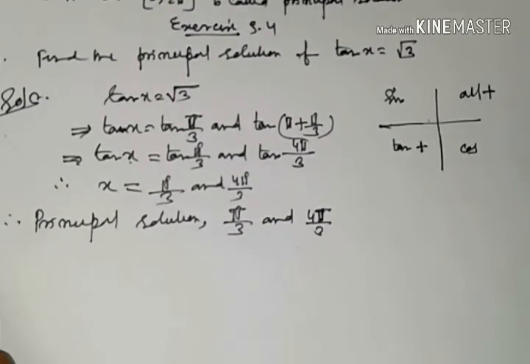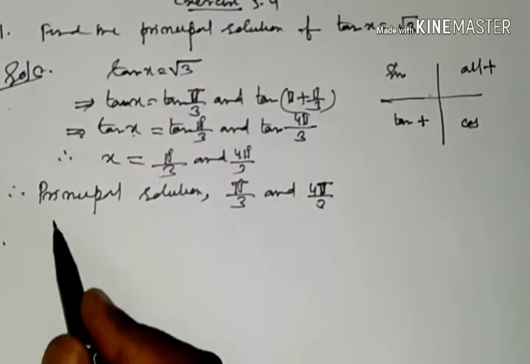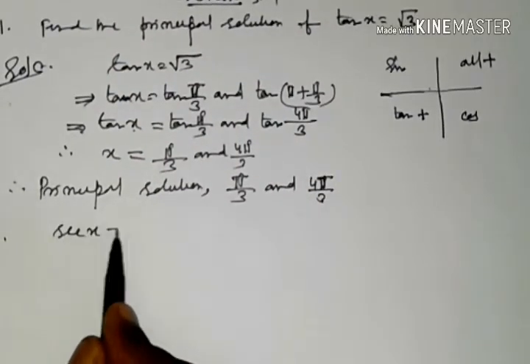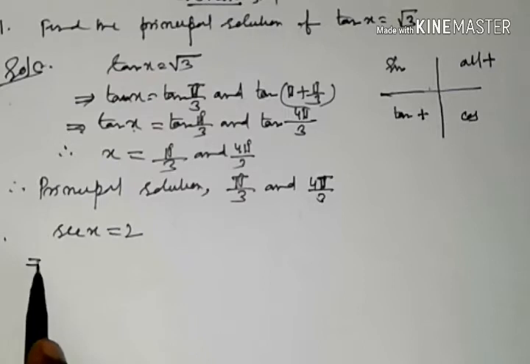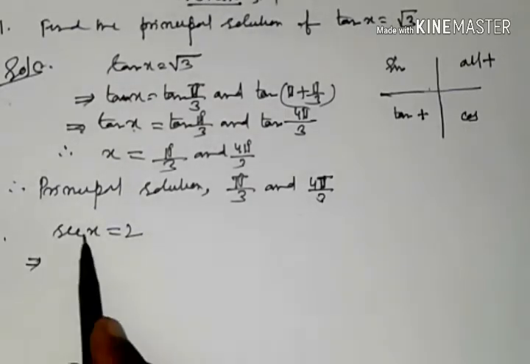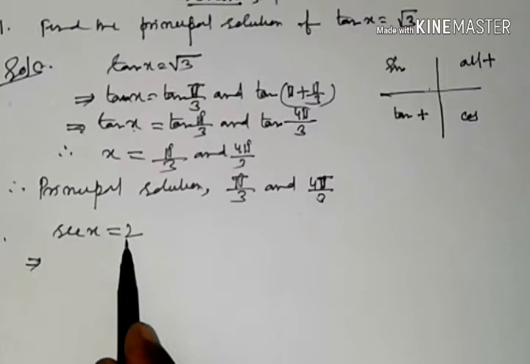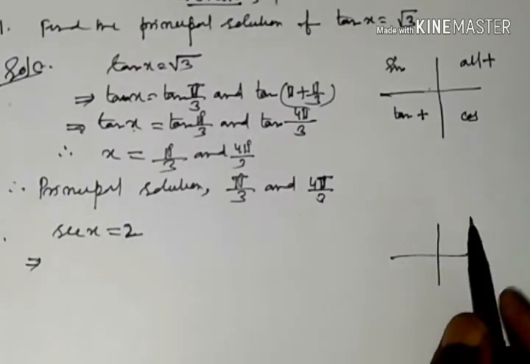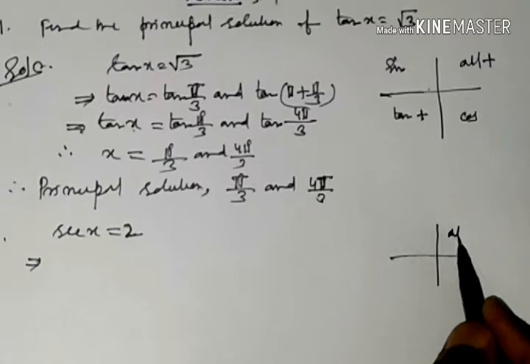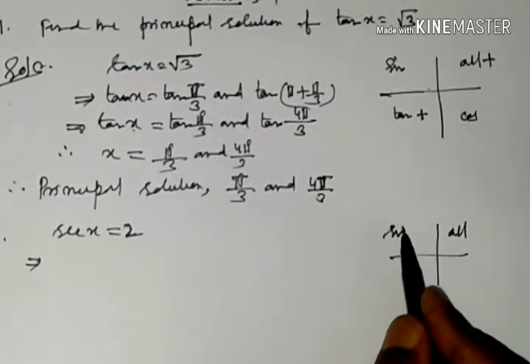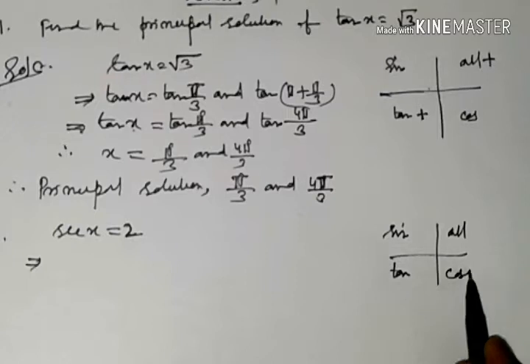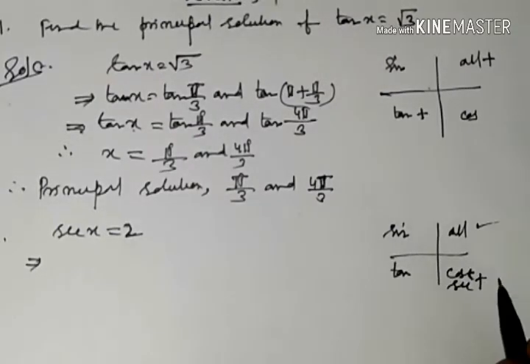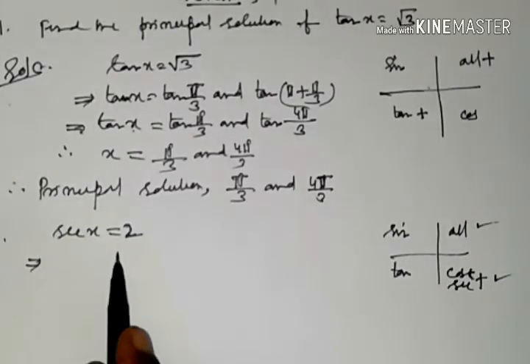Next problem: sec x is equal to 2. In this case also we have to take sec x is equal to 2. Sec x is positive, so in which quadrant is sec x positive? Using All Sin Tan Cos, sec is positive in the first and fourth quadrants.